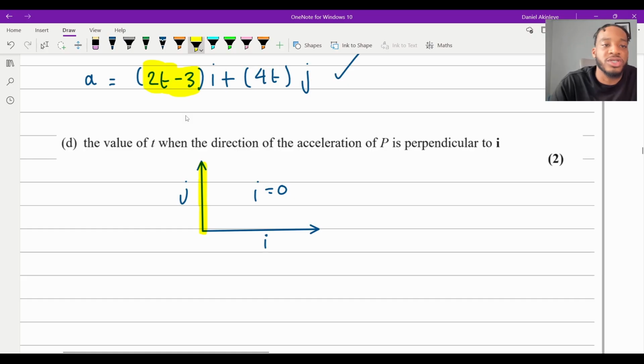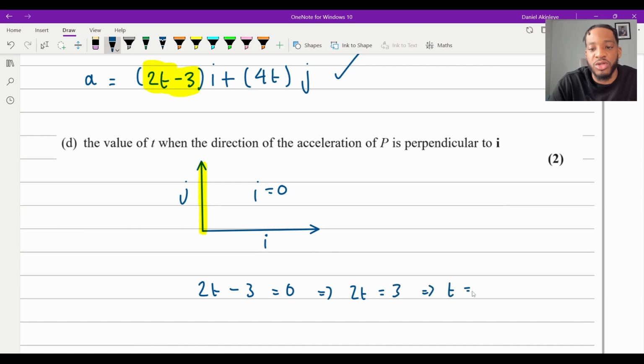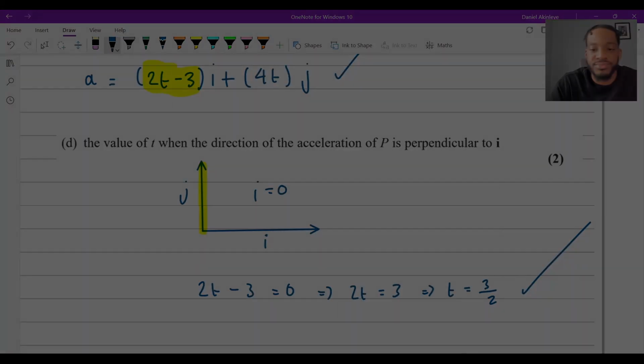So all you're going to do here is say that if we're traveling perpendicular to i, that just means that 2t minus 3 must equal 0. And that means that 2t is equal to 3, meaning that t is just equal to 3 over 2, or 1.5. And that will be our answer. And that is question 3 finished.